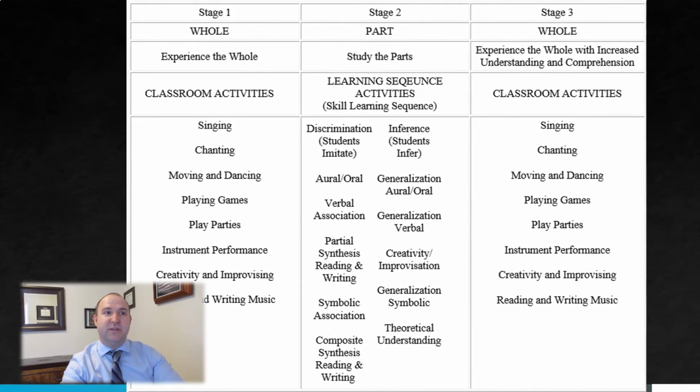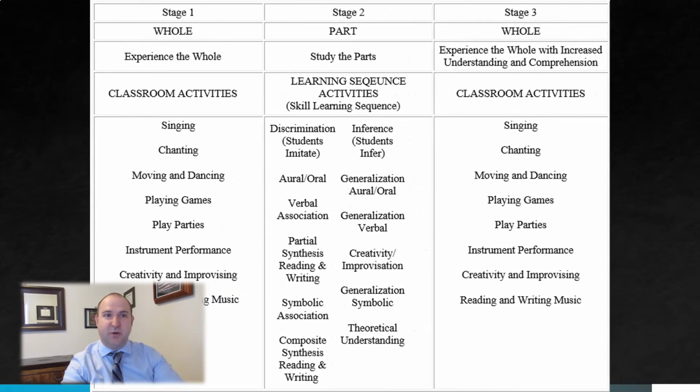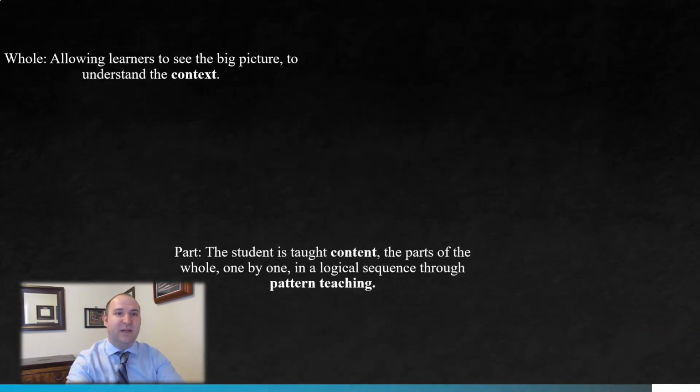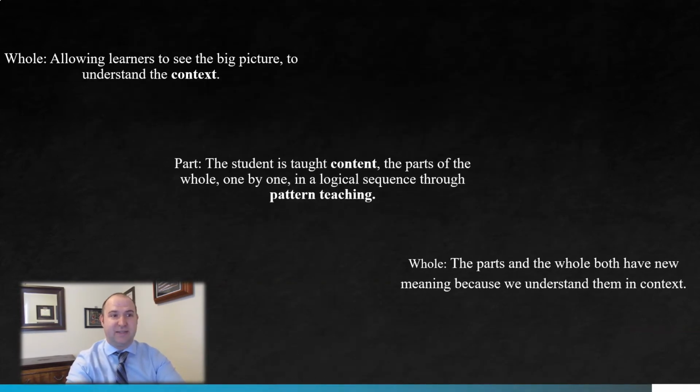Part. The student is taught content, the parts of the whole, one by one in a logical sequence through pattern teaching. For example, in each tonality we are taught the resting tone, the names of the primary harmonic functions, and tonal patterns. In rhythm, we learn what defines each meter, to name the primary rhythmic functions and rhythm patterns within said functions. And then finally, whole again. The parts are then returned to the whole when we revisit songs in classroom activities. The parts and the whole both have new meaning because we understand them in context.